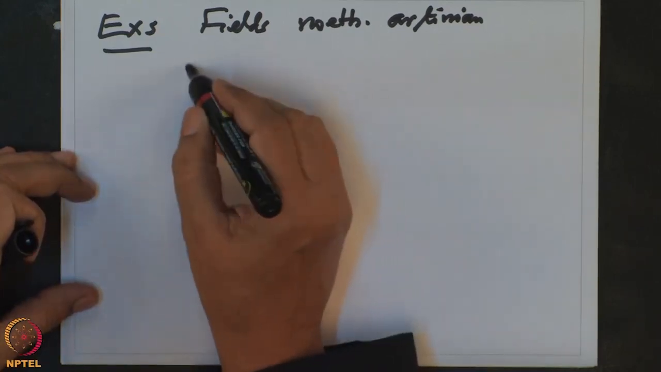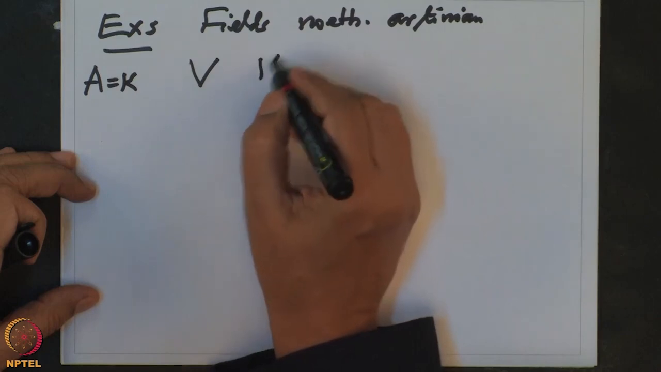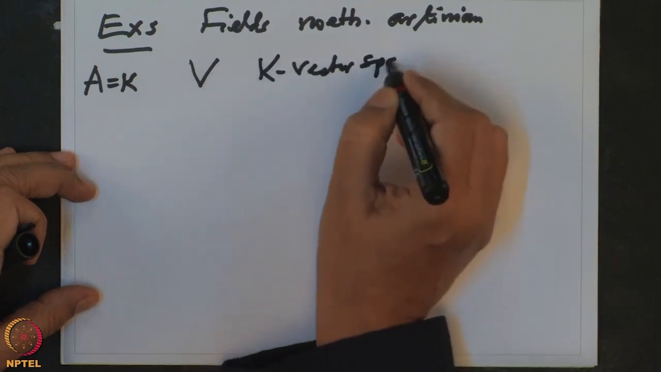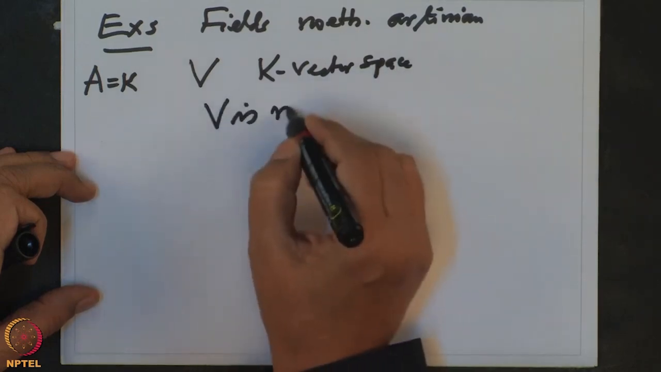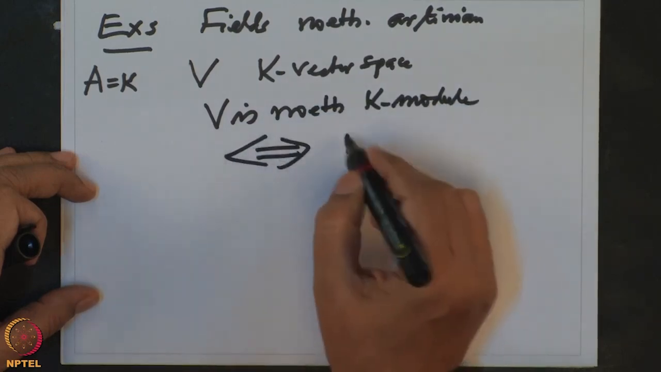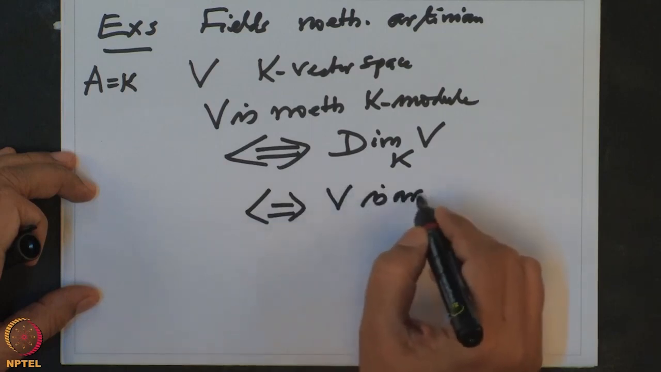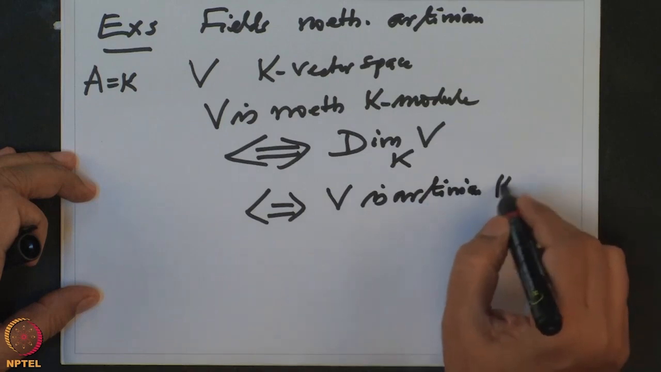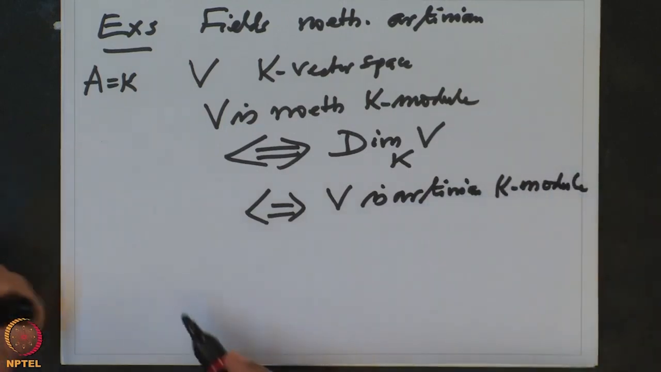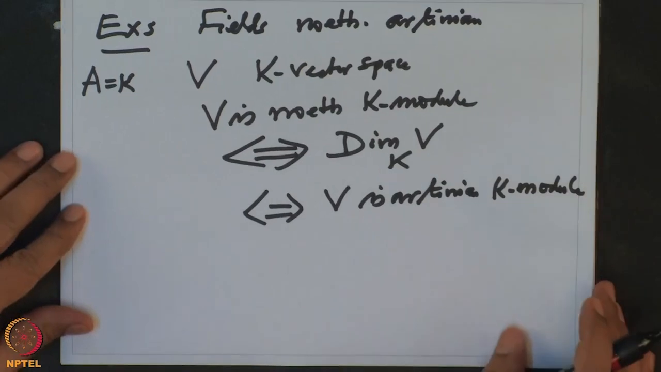More generally, if you have a vector space V over a field K, then V is a Noetherian K module if and only if the dimension of V is finite, if and only if V is an Artinian K module. So for a vector space, the Noetherian and Artinian concepts are the same, and it is equivalent to the dimension being finite.